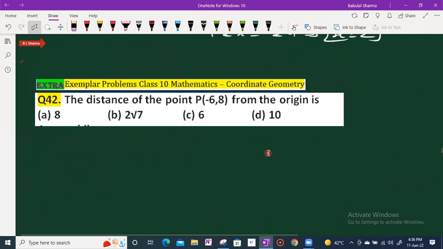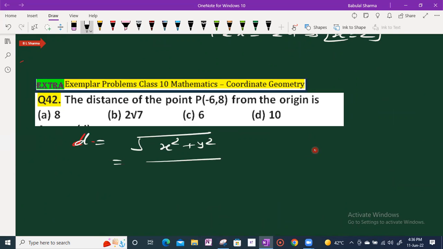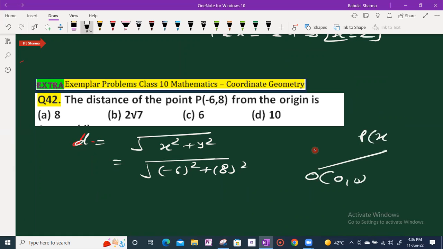Next question. We know that the distance from the origin is always given if distance of any point from the origin is given by the square root of x square plus y square. Therefore, here that is minus 6 whole square plus 8 whole square. किसी भी पॉइंट का ओरिजिन से जिस x और y पॉइंट है, मान लीजिए this point is origin, that is 0 0, and this point is P, that is xy. Then OP is given by the square root of x square plus y square.